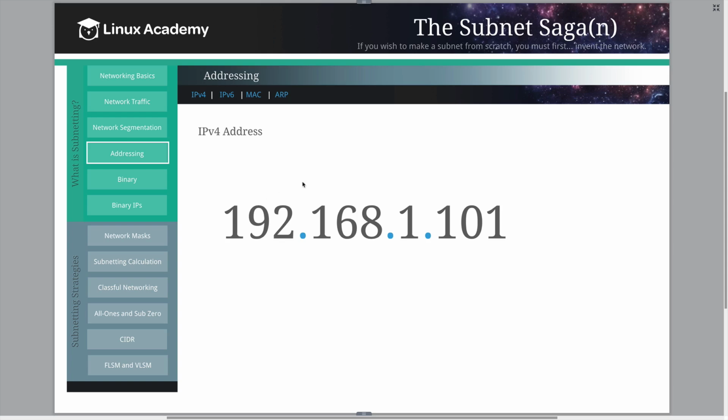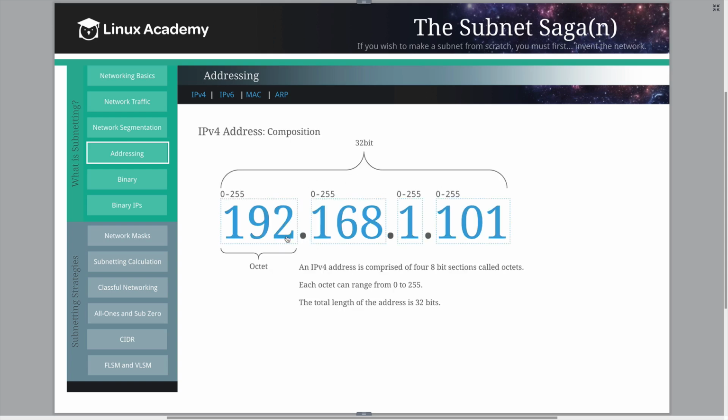So let's look at the anatomy here. We have 4 numbers separated by a period. Each one of these groups is called an octet. So an IPv4 address is comprised of 4 8-bit sections called octets. The first octet is 192, the second is 168, the third is 1, and the fourth is 101. Each octet has a lower limit of 0 and an upper limit of 255, for a grand total of 256 values. And since each octet is an 8-bit section, 8 times 4 is 32, for a grand total of 32 bits in total length.